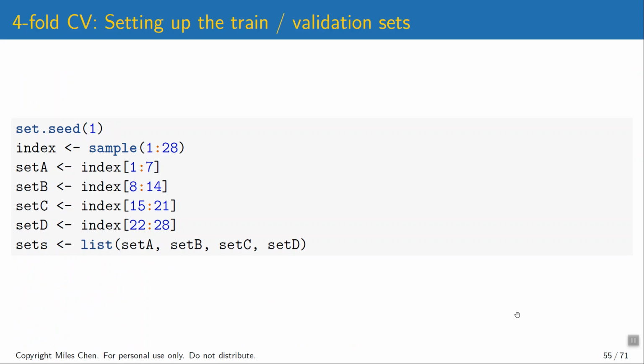And so to do 4-fold cross-validation, I'm going to just shuffle the values 1 through 28. So index is all 28 numbers, but shuffled. Then I'm going to break those up into 4 sets: set A, set B, set C, and set D. Once I've shuffled all 28 values, I take the first 7 and throw them into set A, take the next 7, 8 through 14, and throw them into set B, and so on, with the last 7 going into set D. The different sets go into a list consisting of the 4 different sets that I've created.